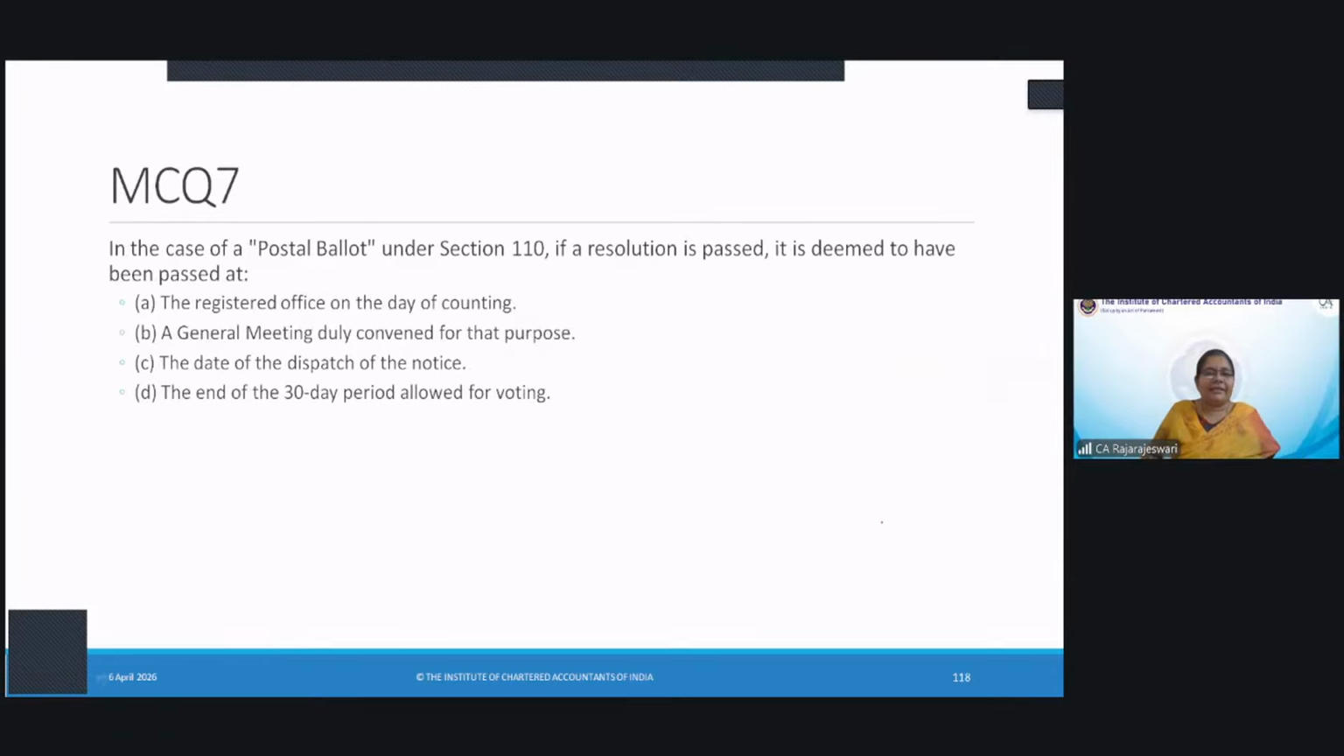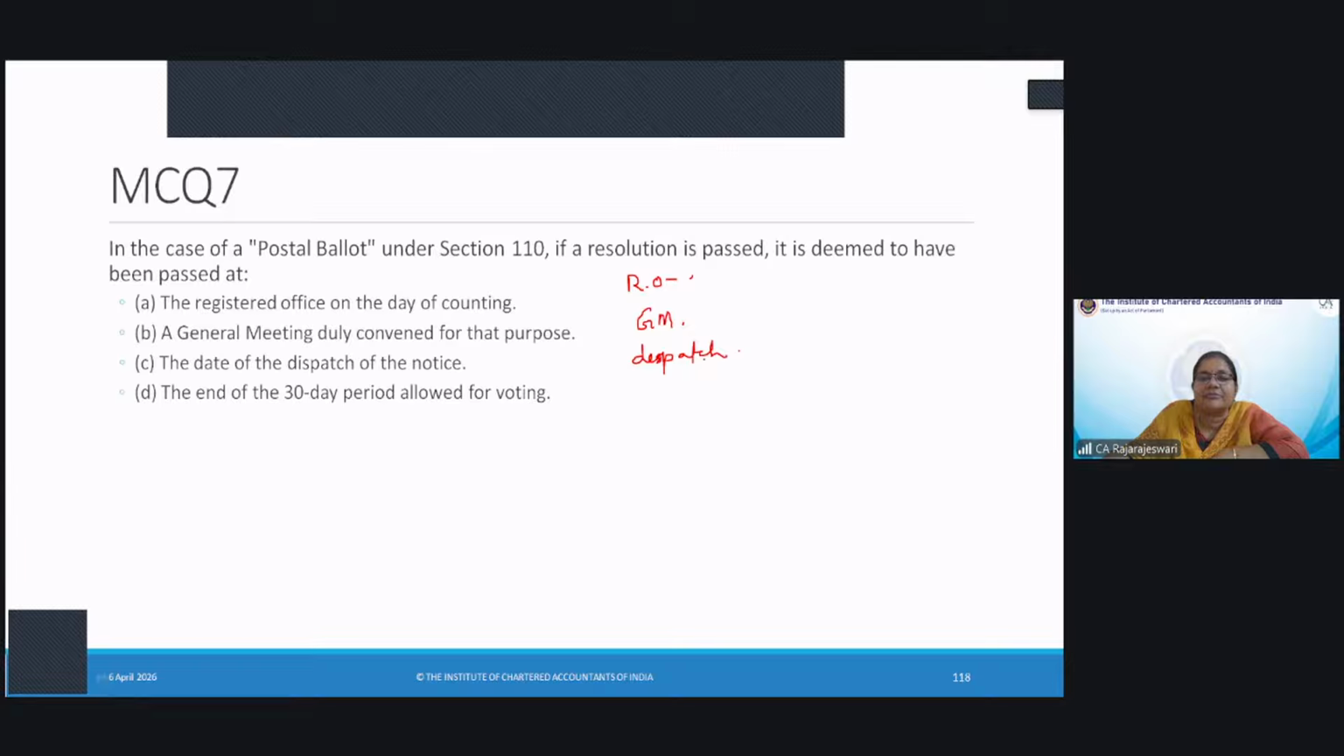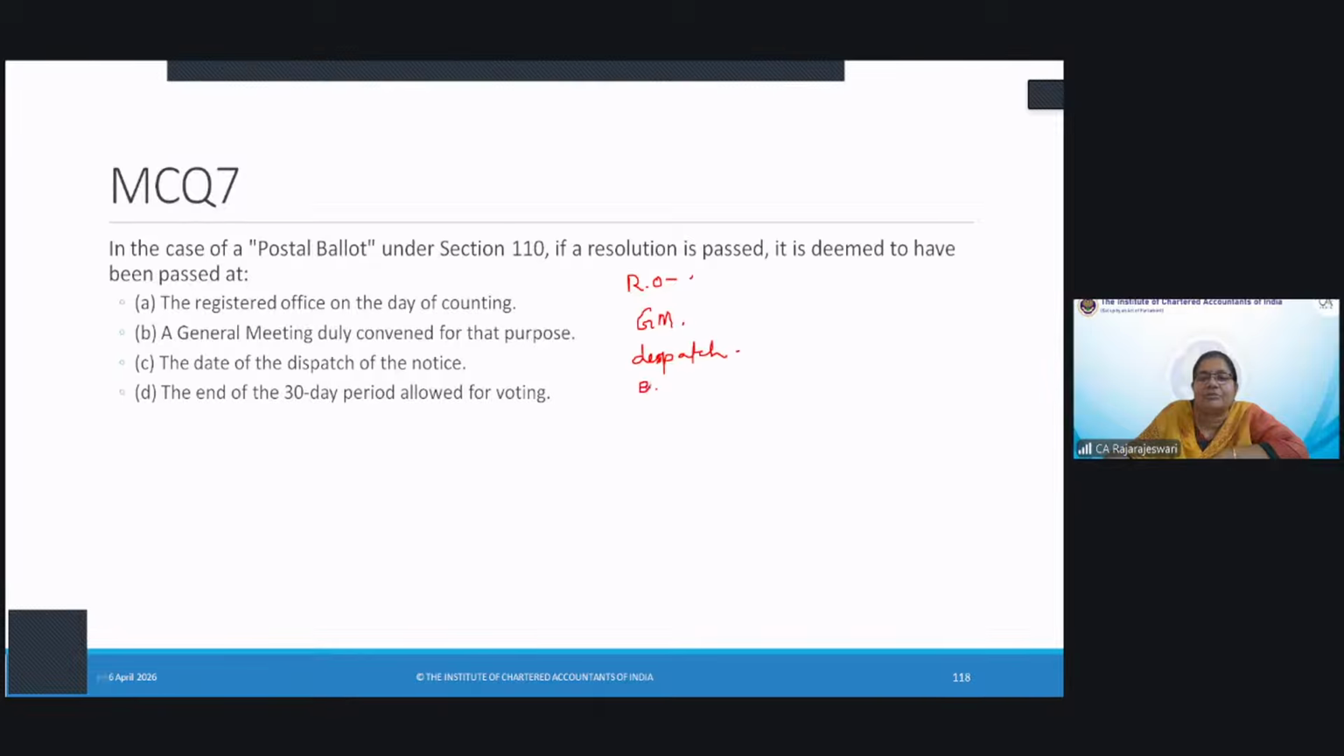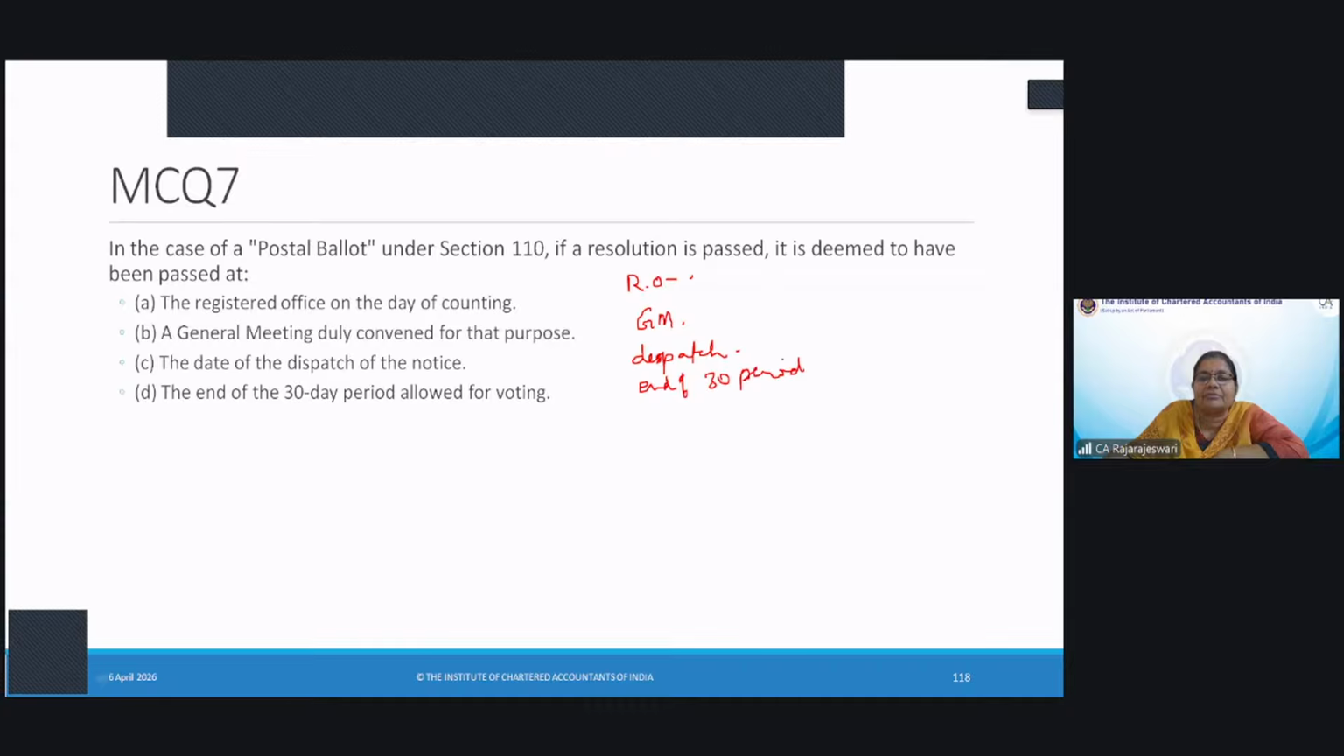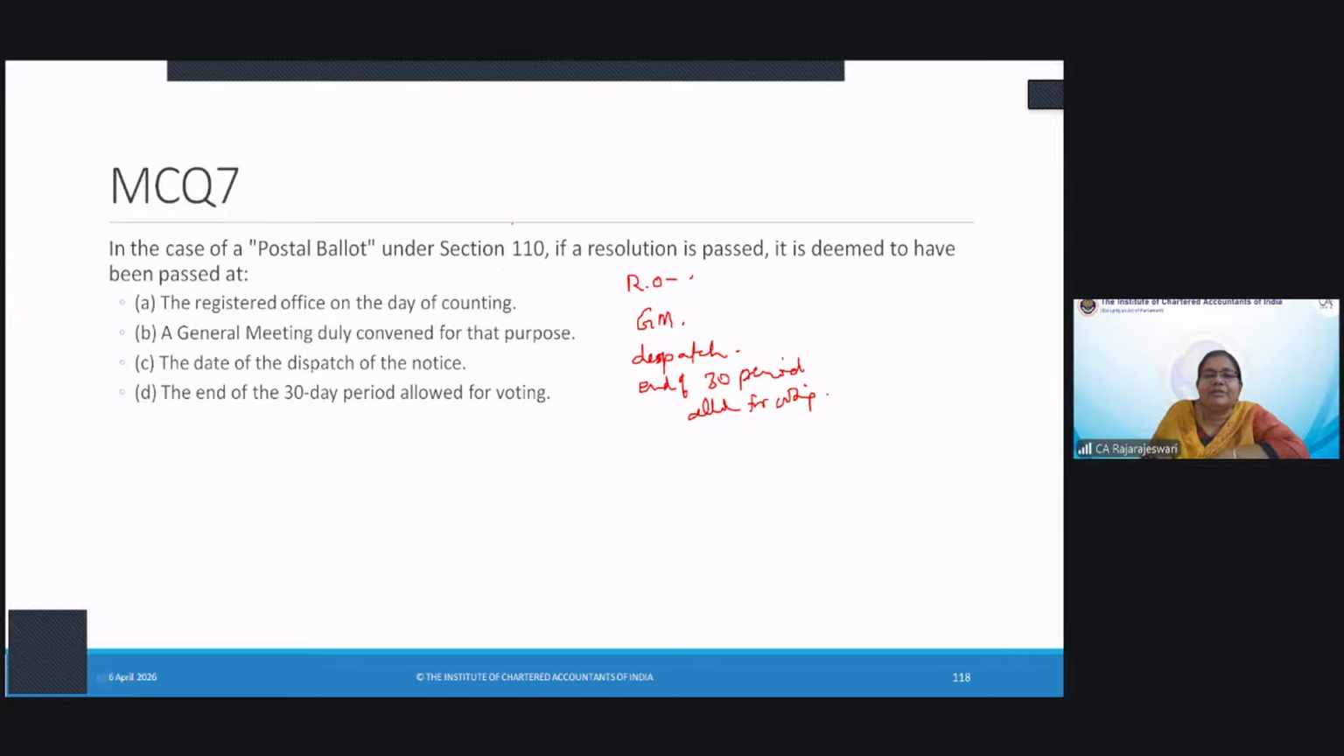In case of a postal ballot under section 110, if a resolution is passed, it is deemed to have been passed at the registered office on the day of the counting, or on a general meeting duly convened for that purpose, the date of dispatch of the notice, or end of the 30 day period allowed for voting. This is also a tricky one.